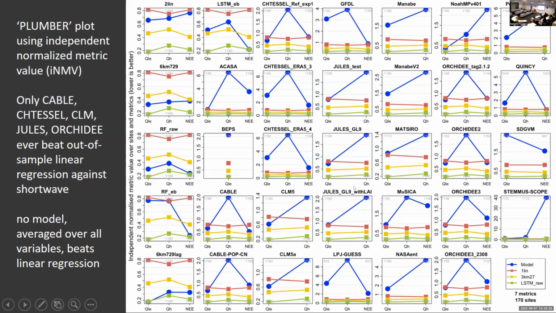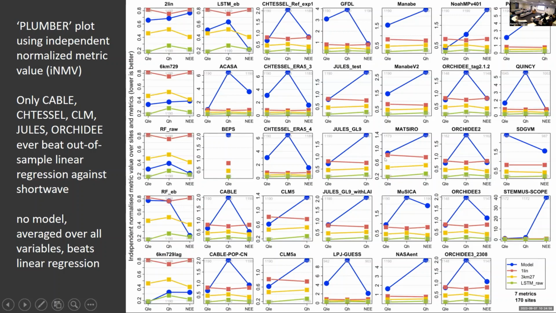This is with the raw data. And if you go to the energy balance corrected data, it's a little bit better. Over all variables, 2 models do better than the linear regression against shortwave. Any guesses as to which models they are? Okay. CLM and cable.